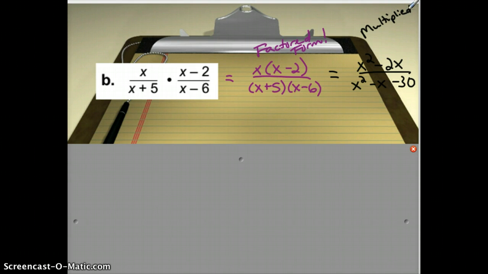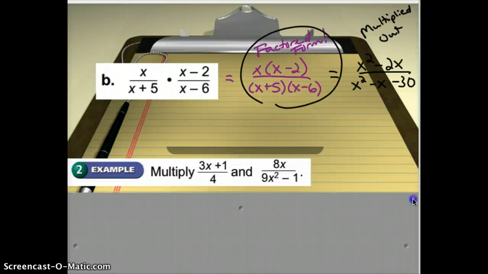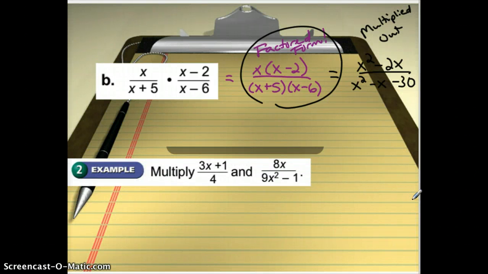Most of the time, you'll be asked to leave your results in factored form, which is nice because it's actually much easier to do, saves you time. The reason why is then it's also easy to find common factors and cancel them out. So you may be asked to do one or the other, but if you're asked to do it in factored form, then the first answer is totally acceptable. Okay, so here's this one. Multiply 3x plus 1 over 4 and 8x over 9x squared minus 1.